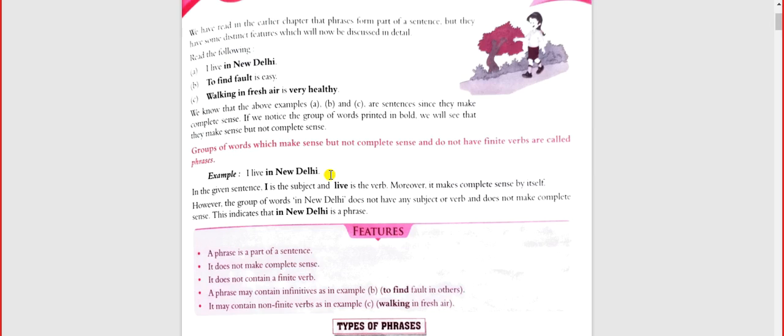When to is added to the first form of verb, for example, to go, to walk, to talk, to sing, to beat, to eat, to sleep, to dance, ये क्या है? These all are infinitives. And what is the structure? To plus first form of the verb. So similarly, find is also first form of the verb.